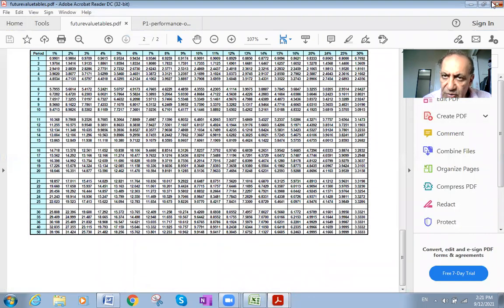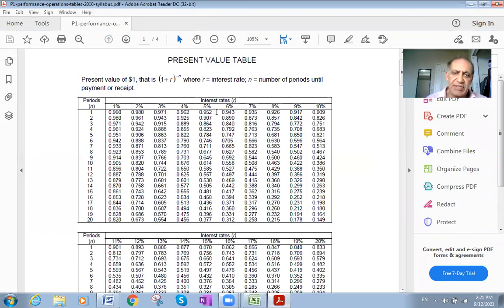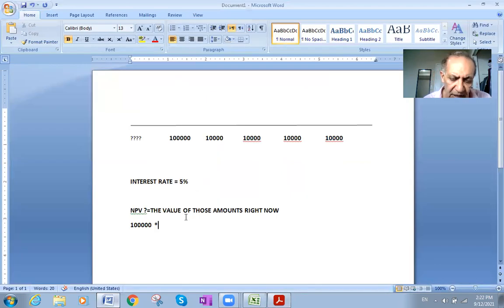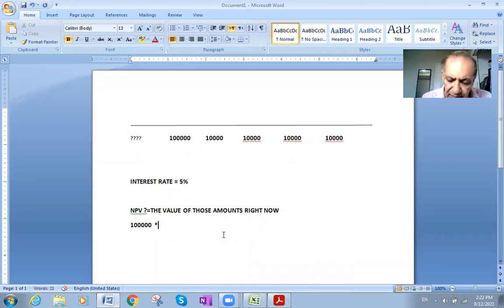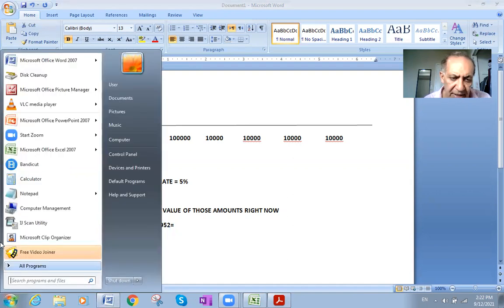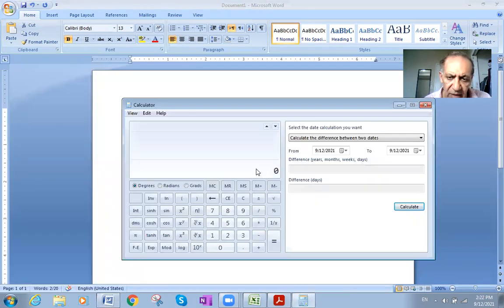Let me close this one. We don't need this one anymore. Close the current table. We need this present value. So this amount will be 0.952. I will take it, Control and C, and copy, and put it here, Control and V. It took all this, so okay, I will write it by hand: 0.952. So that will equal, when I do it with the calculator, Control and C, and go to my calculator here. Then I will multiply it, Control and V.